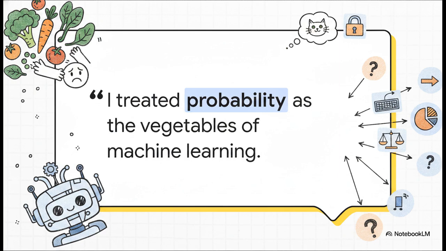The author of our source material perfectly nailed a feeling so many of us have had, writing, "I treated probability as the vegetables of machine learning, the boring stuff you choke down before you get to the good part." But here's the massive secret nobody tells you up front. A machine learning model is almost never 100% sure of anything. Whether it's picking out a cat in a photo, flagging a sketchy bank transaction at 2 a.m., or just predicting the next word you're going to type, the model doesn't actually know. It just spreads its confidence across a bunch of options and hands you the one that's most likely. Really, probability isn't just a prerequisite. It's the native language of machine learning.